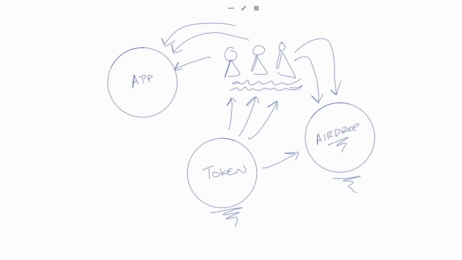Now, in order to make this possible, there's a key concept that you have to understand, which is called a Merkle tree and a Merkle proof. And we're going to talk about what those are right now.